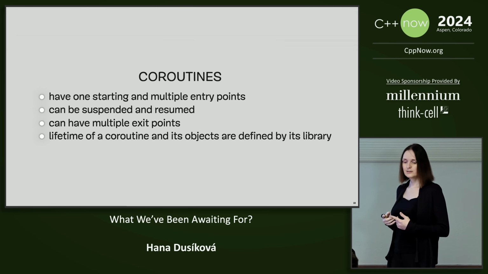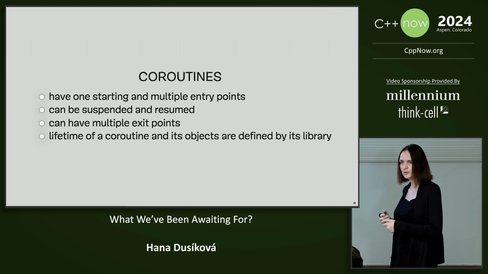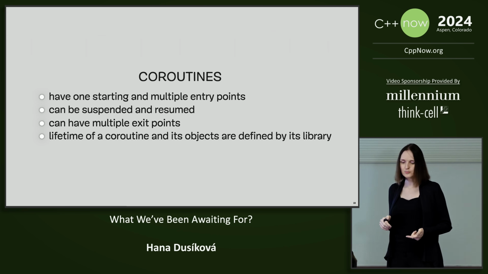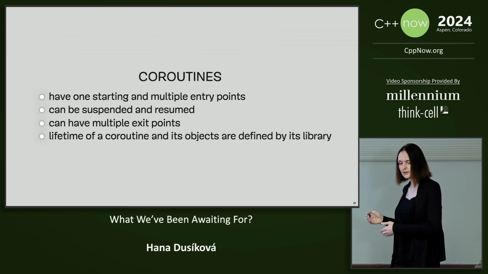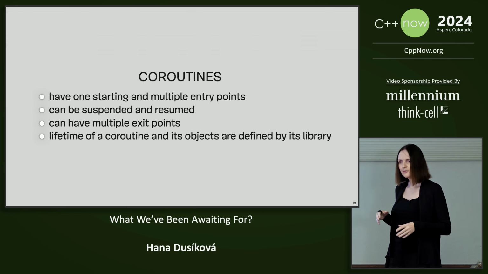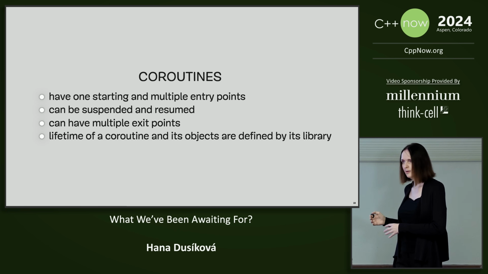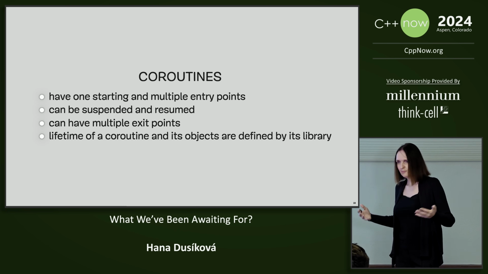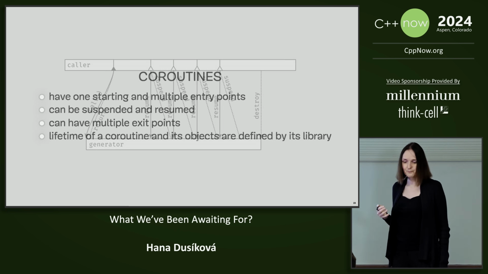Coroutines have one starting point and multiple entry points. You can re-enter them. They can be suspended, resumed. They can have multiple exit points, same as a function. And the lifetime of your coroutine is defined by you, by your code in a library. So you can define how it will behave.